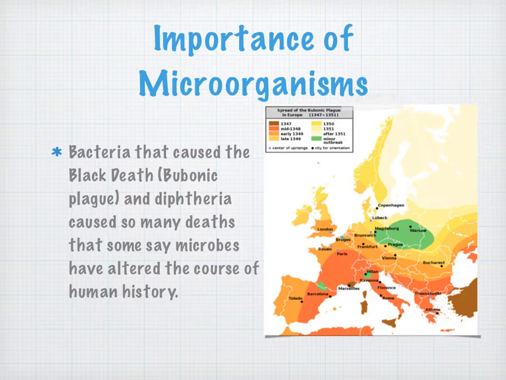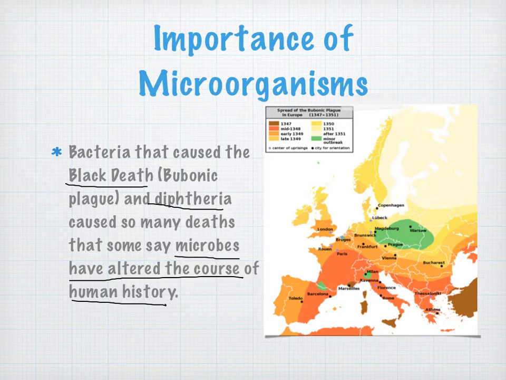Bacteria that cause the Black Death, also known as the bubonic plague, and diphtheria, all cause so many deaths that some say microbes have altered the course of history. And we can see the spread of the bubonic plague from 1347 to 1351 and how it spread outwards.